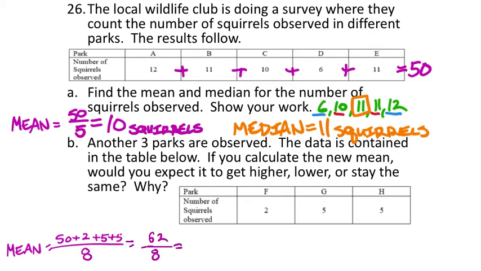And I'm going to put this in the calculator so I don't have to think about it too much. I get 7.75. So just like we thought it would, because these numbers are lower than the current mean, we get a lower value. So this is 7.75 squirrels. And what does 0.75 squirrels look like? I don't know. But if you were anticipating looking at squirrels in the future at parks, then you'd expect to see around 7.75 based on this information.